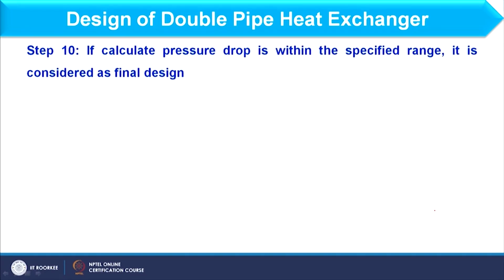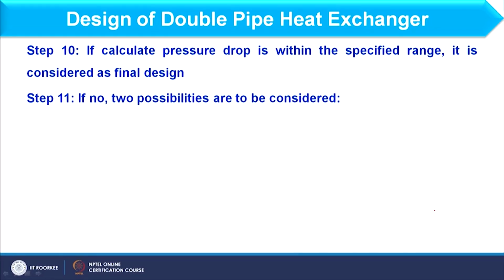Now we will compare the calculated pressure drop with the permissible limit. If it falls within the permissible limit or within the specified range, we can consider that as the final design. However, if it is not falling within the specified range, we have two possibilities. Number one is we have to switch the fluid. Switching the fluid means whatever we have allocated to the inner pipe should be allocated to the annular side, and whatever is allocated to the annular side should be allocated to the inner side. So, we have to switch the fluid.